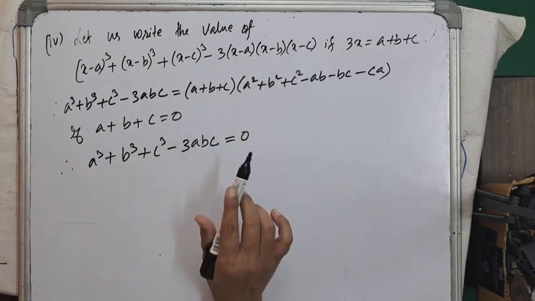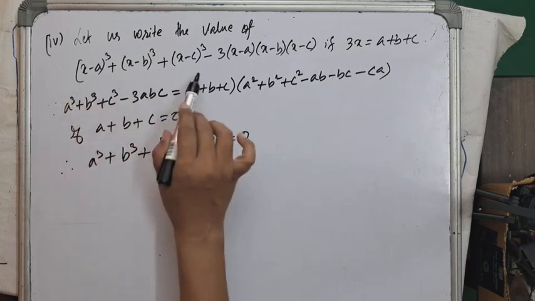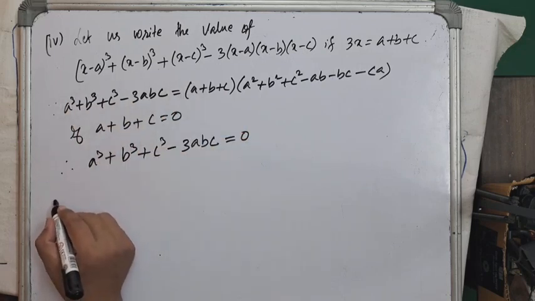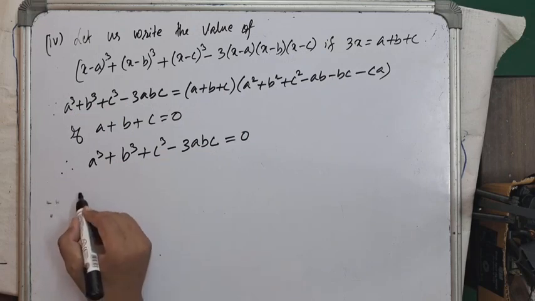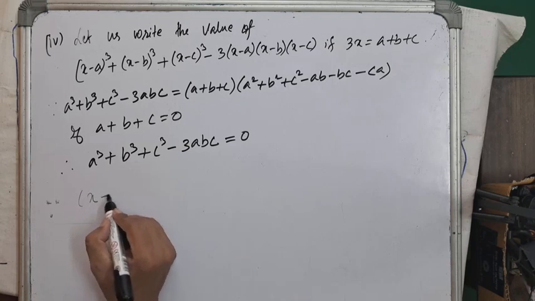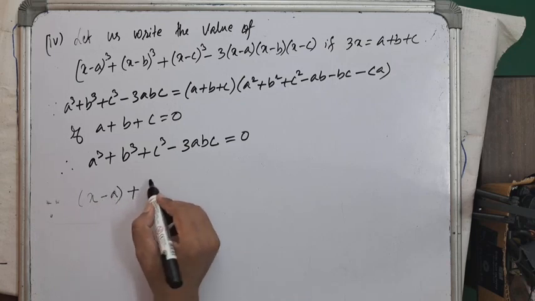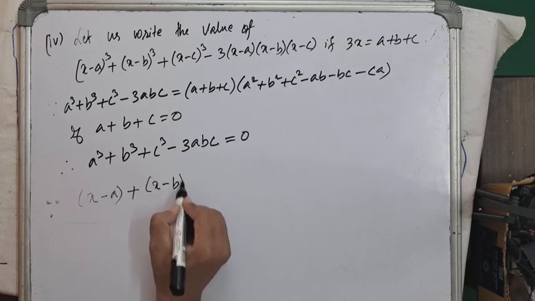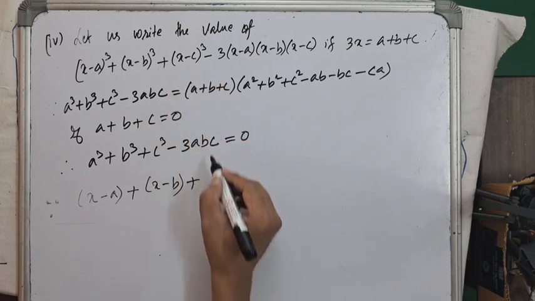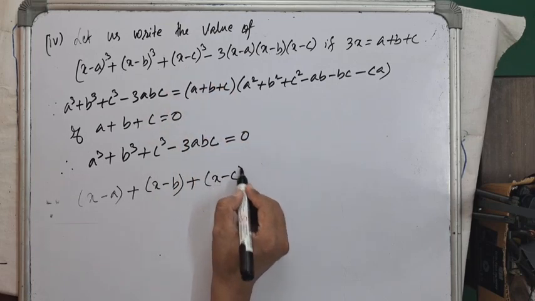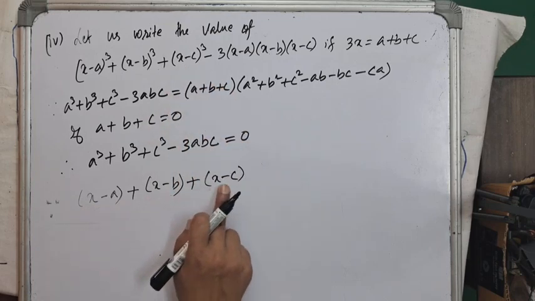So let's find the value of a plus b plus c from this expression. Since a is x minus a, b is x minus b and c is x minus c, this is a plus b plus c.